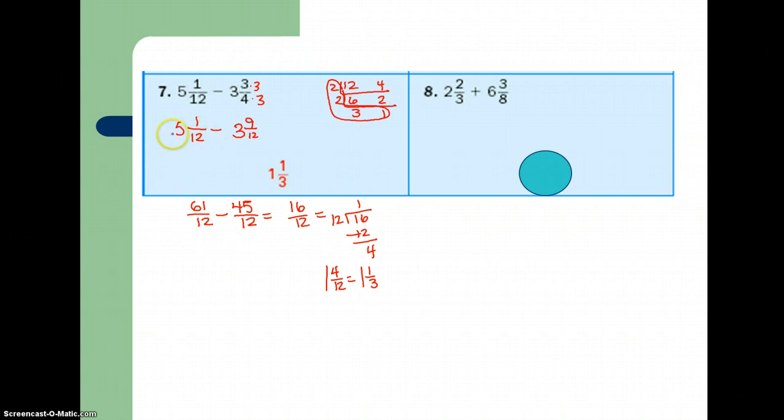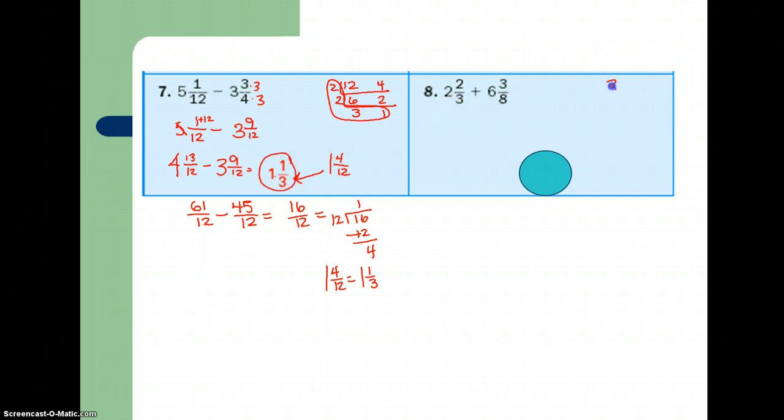The other way you could have done it is you could have borrowed from the 5 and made that a 4 and added a 12 to the 1. So you would add 13 over 12. And then you could take 4 minus 3 is 1, 13 minus 9 is 4 over 12, which again simplifies to 1 and 1/3.